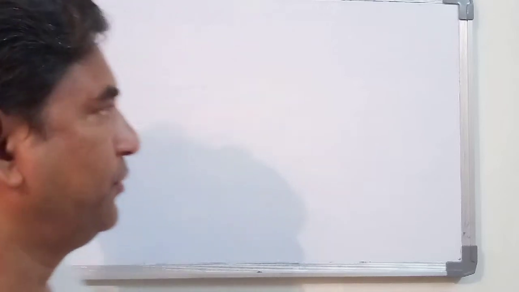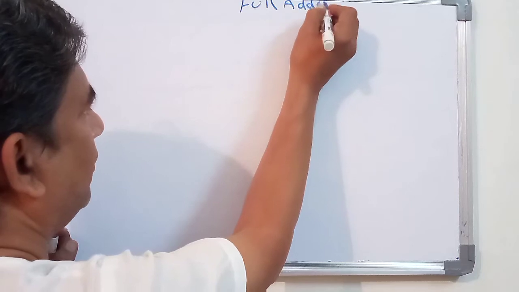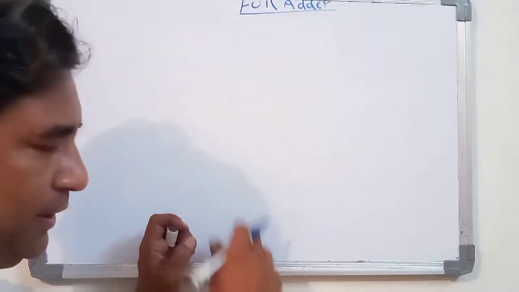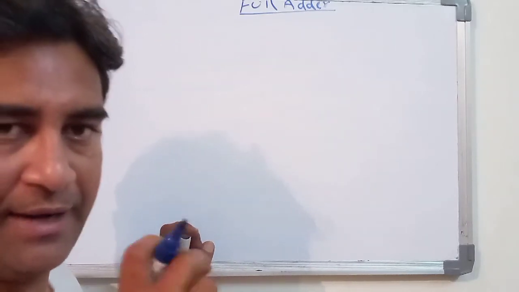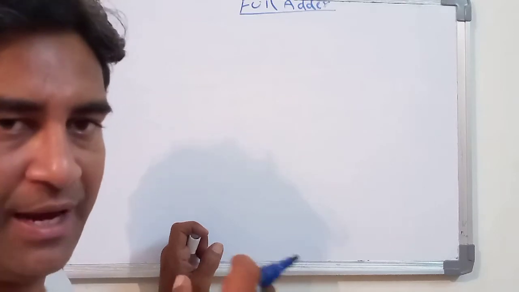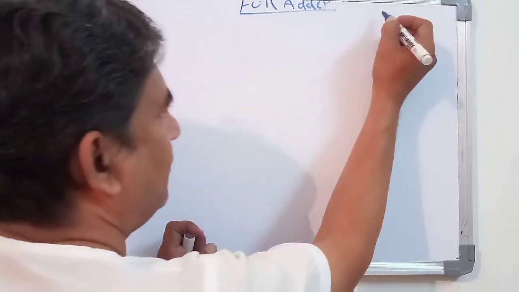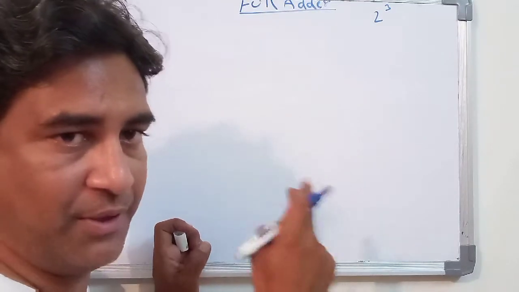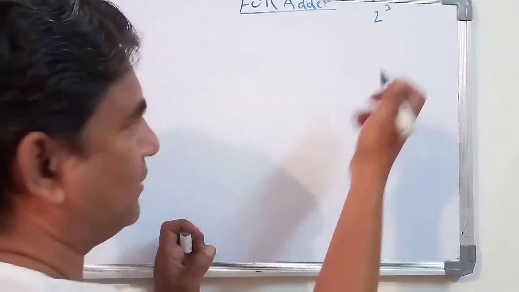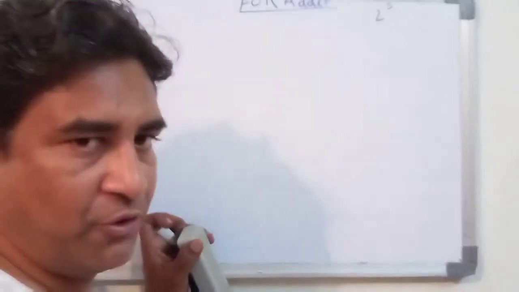In the full adder, it means that when the 3 bits occur, at a time the 3 bits are going to be added. So 2 raised to power 3, as it is having 3 bits. Full adder is nothing but from 0 to 7 you will be obtaining. So this 0 to 7 is when you have the 3-bit value being added.